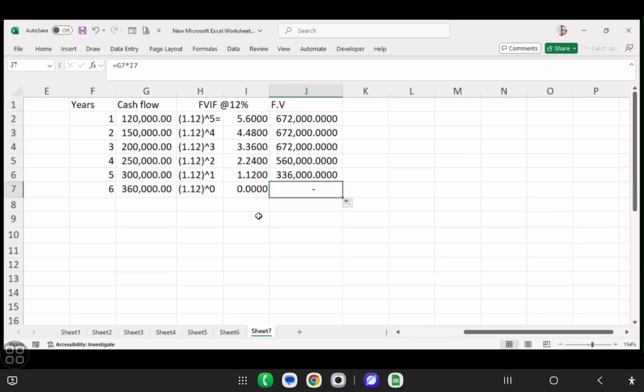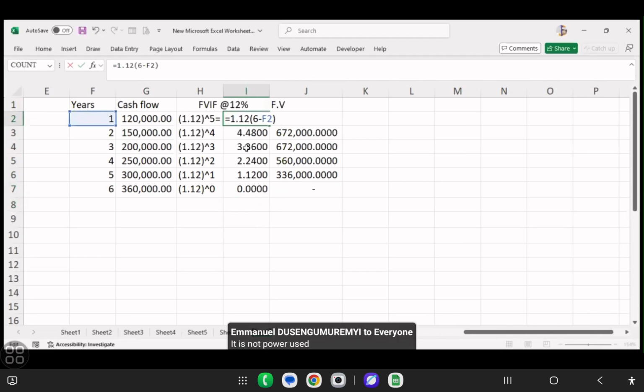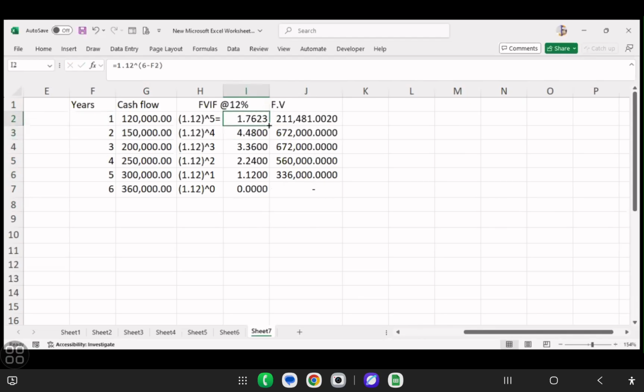did I do this one right? Power 0. Oh, I did multiply. Did I multiply? This should be power, not multiplication. That's an error. It's that way. Yeah, like that.